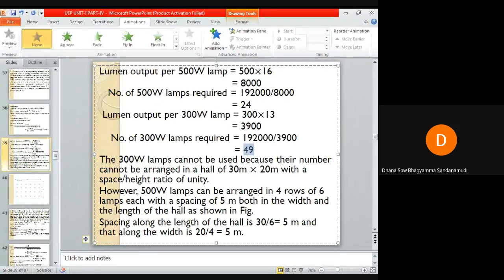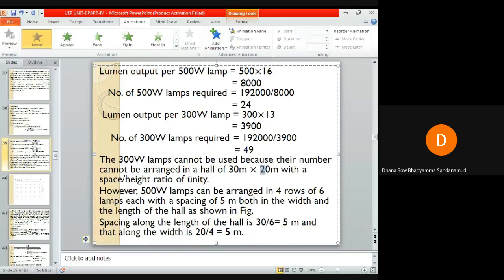So if I am considering 500 wattage lamps, since I need 24 lamps, if I am using 4 rows of 6 lamps, 4 into 6 is 24, and I will get a spacing of 5 meters both in width and length of the hall. How this 5 meters is obtained: the length of the hall is 30, so 30 by 6, you will get 5 meters. Width is 20, so 20 by 4, I am getting 5 meters.